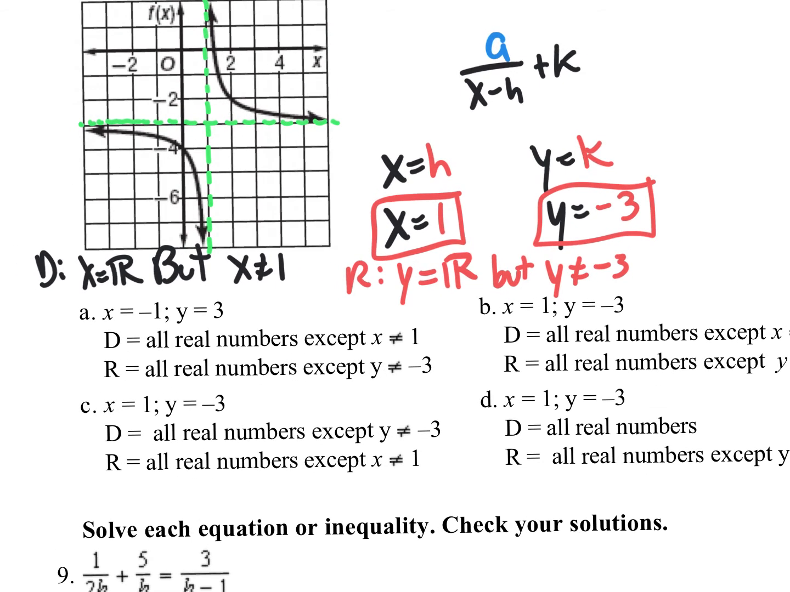Which one is it? Well, we have x equals 1, that's not it, that's it, or any of these could be it. Okay, how about y equals -3, okay, so that doesn't help us.